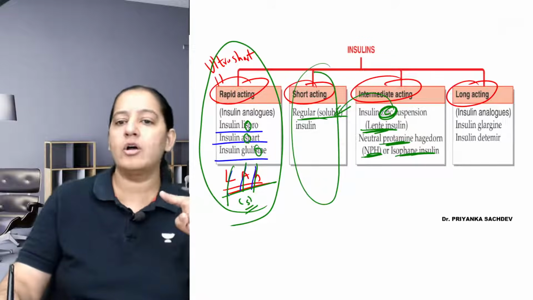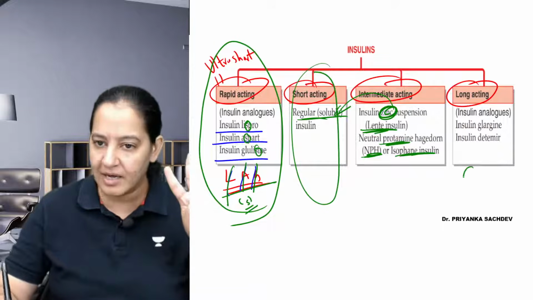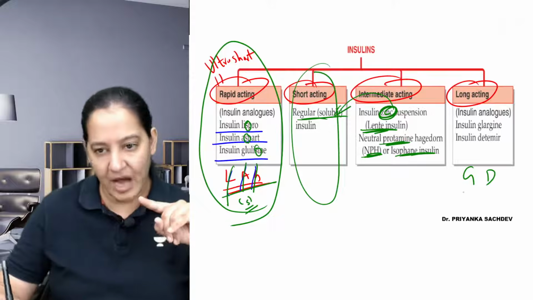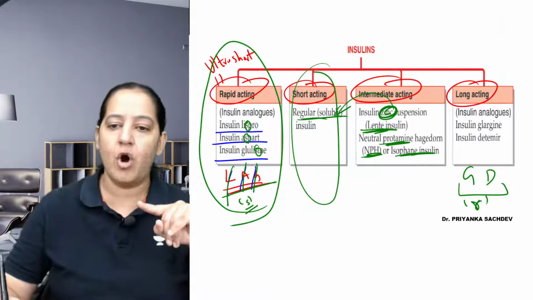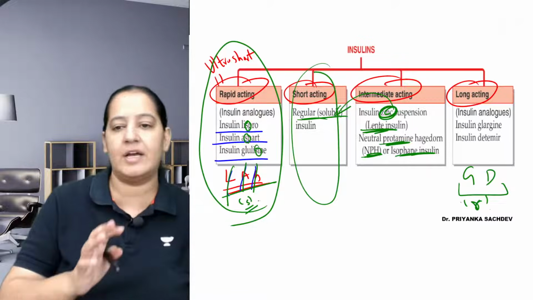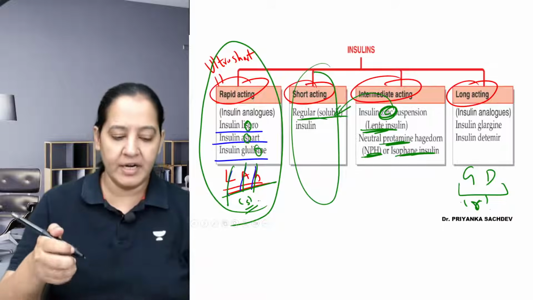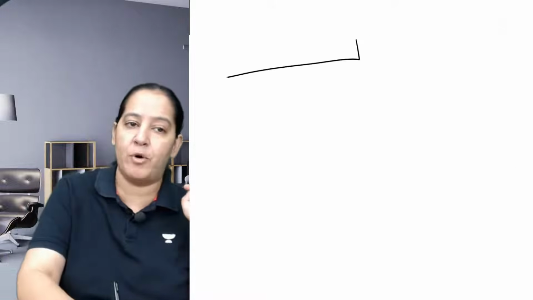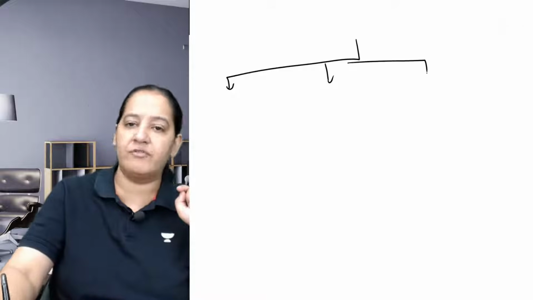Now coming to the long acting, there are two: Glargine and Detemir. Both Glargine and Detemir have R. So long acting always contain R, the short acting always contain S. Have you got it? Will you help me in writing the classification once? The classification is ultra important. If you learn the classification, half of the job is done.